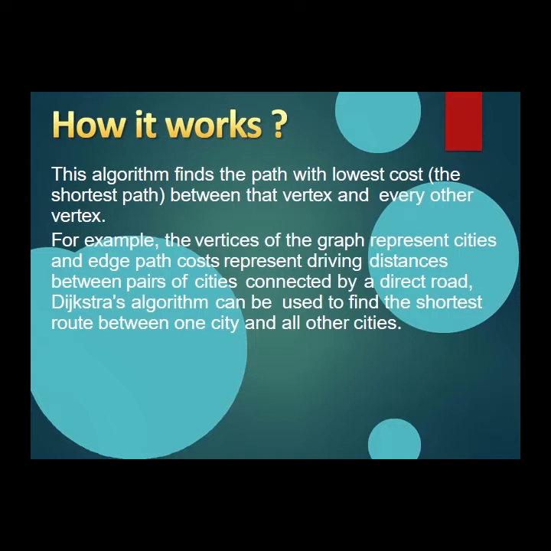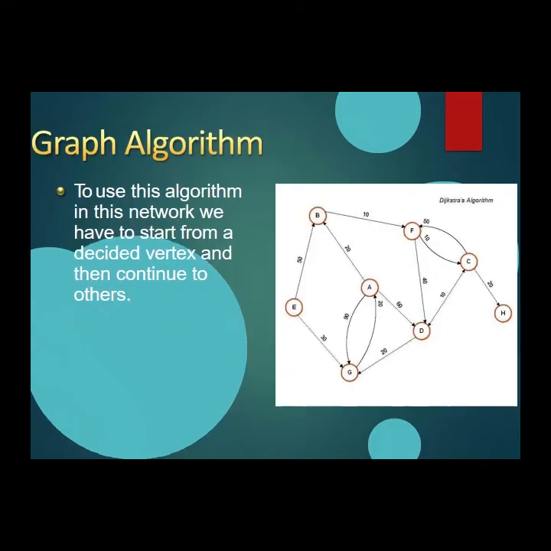So this algorithm will find the path with the lowest cost between the vertex and every other vertex. An example here is that the vertices of the graph represent cities and edge costs represent driving distances between the pairs of cities connected by a direct road. So the Dijkstra algorithm can be used to find the shortest route between one city and all cities. The working of the algorithm is that we have to start with the decided vertex and then continue on to the others.